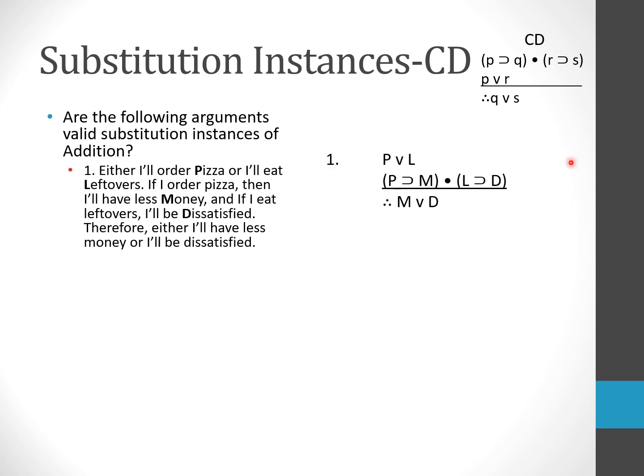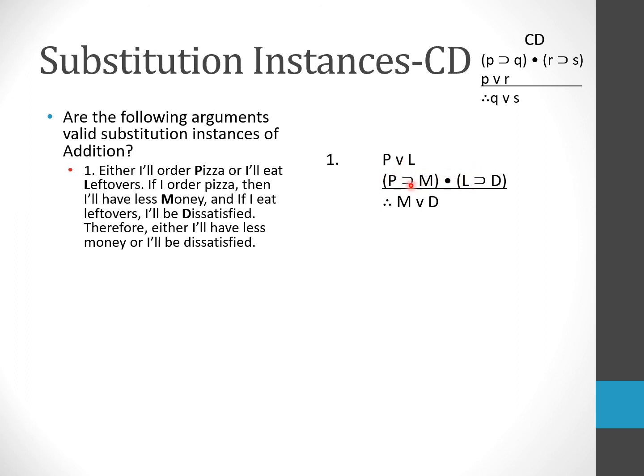So this is given to us straight up in the form of CD, except we have the order switched, but that, as we saw in the first four rules, doesn't disqualify it from being a valid substitution instance. So we have the disjunction, or sorry, let's start with the conditionals. So we have two conditionals, and we have a disjunction where the disjuncts are the antecedents of both conditionals.